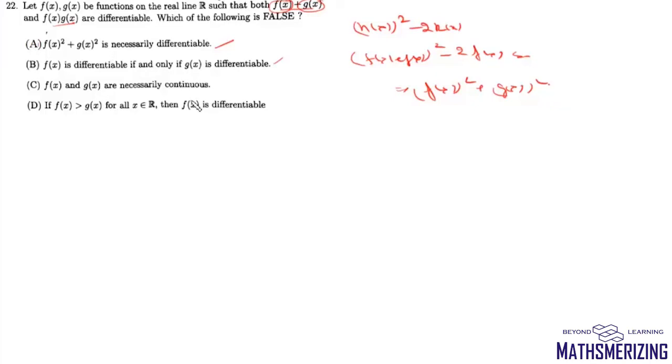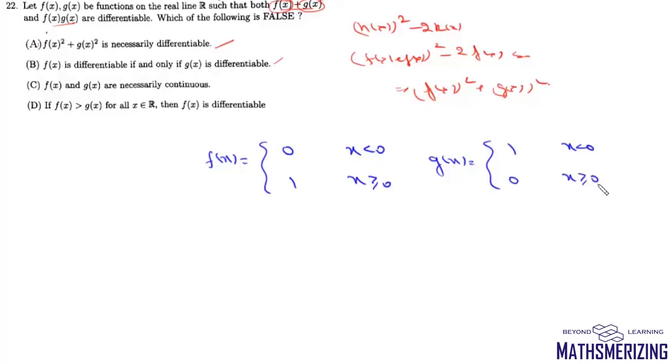Now the third one is f(x) and g(x) are necessarily continuous. So what we'll do is take a counter example. Suppose we define f(x) as 0 when x is less than 0 and 1 when x is greater than or equal to 0, and we take g(x) as 1 when x is less than 0 and 0 when x is greater than or equal to 0. Now we'll find f plus g. When x is less than 0, it is 1, and when x is greater than or equal to 0, it is also 1. So f plus g is a constant function which is both continuous and differentiable.